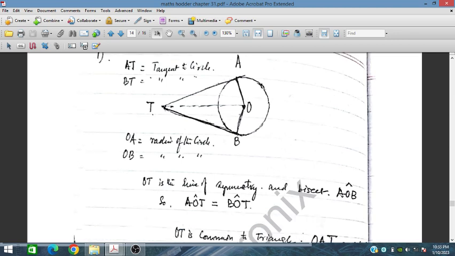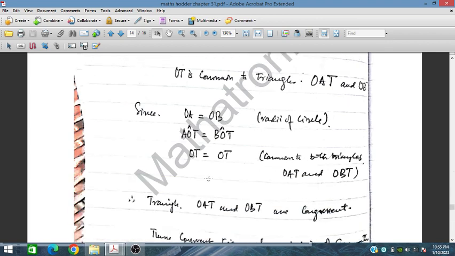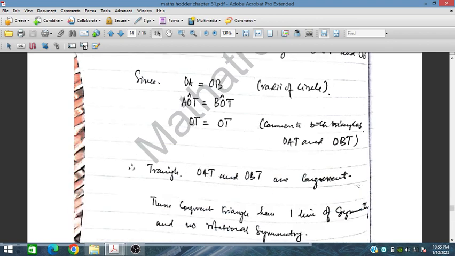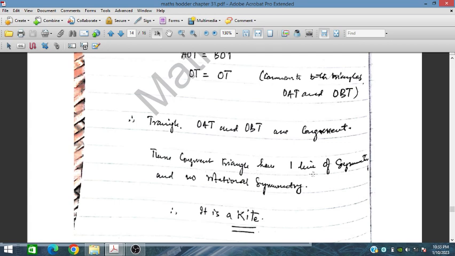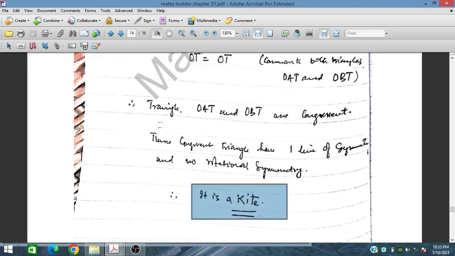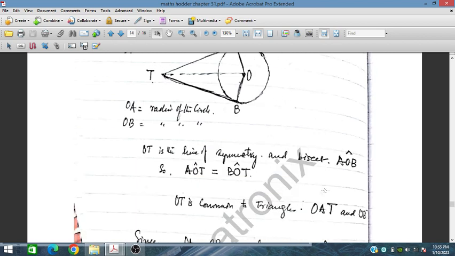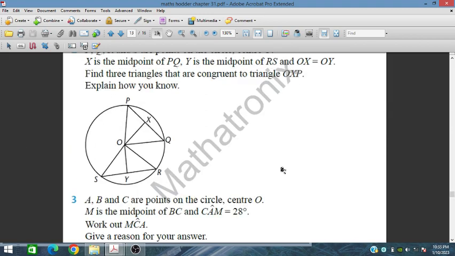This line and this line are equal, and this line is equal. So these two symmetric triangles AOT and BOT are equal, the triangles OAT and OBT are congruent. This congruent pair has one line of symmetry and no rotational symmetry. So therefore this shape is a kite. These are some of the reasons that suggest that this is a kite. Let's solve the next one.